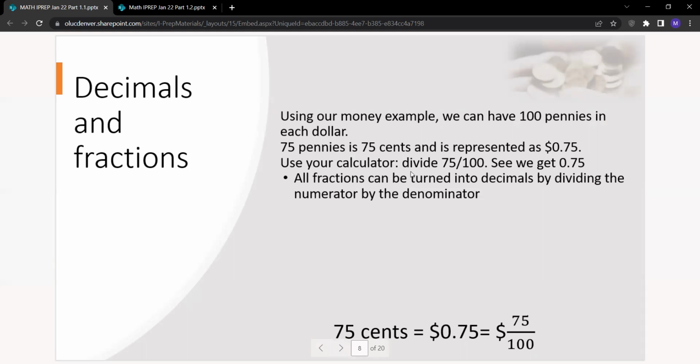If you use your calculator, you can see where we get this decimal from. If you plug in 75 divided by 100, your calculator will get a result of 0.75. So what this tells us is that all fractions can be turned into decimals by dividing the numerator by the denominator. As our example below shows us, we have 75 cents. We know 75 cents is out of a whole. We need 100 cents for $1. So in decimal form, we can put that as 0.75 because we don't quite have a whole dollar. Or we can put it in fraction form as 75 cents over a total 100.